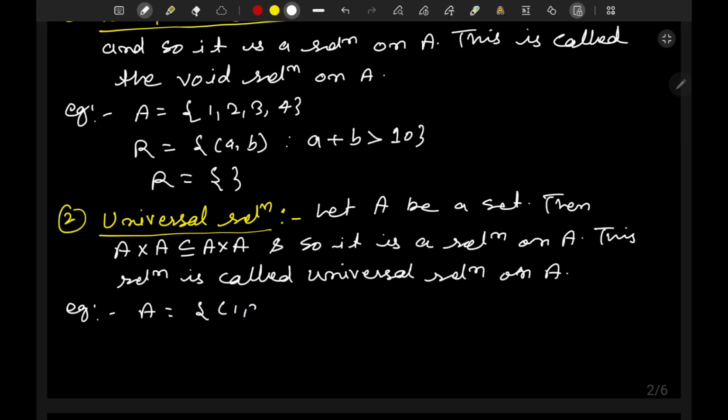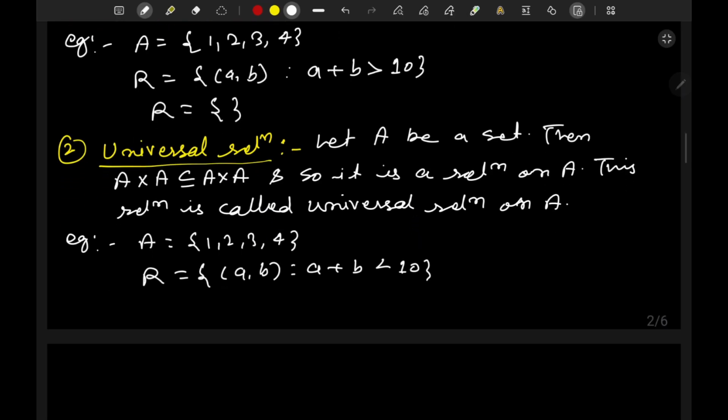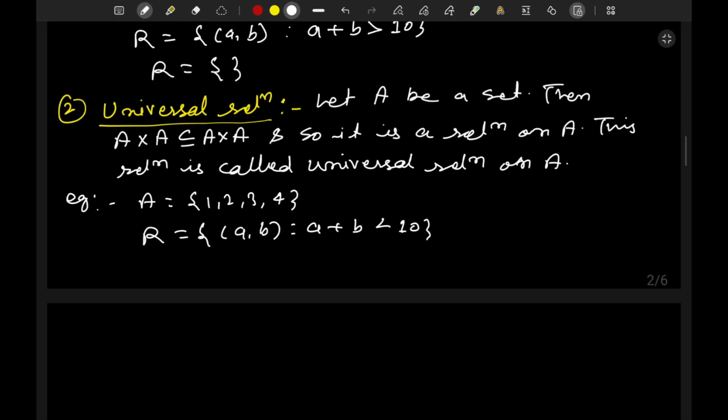Now an example: 1, 2, 3, 4, and the relation with the condition (a, b) where a plus b is less than 10. So this also is the universal relation.